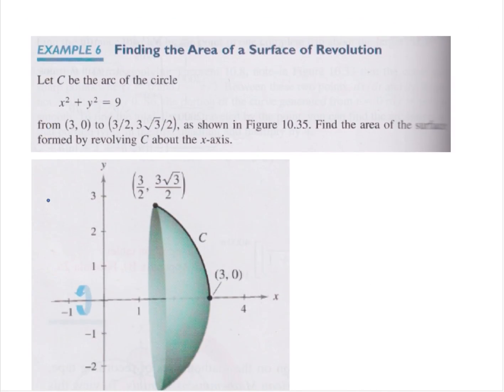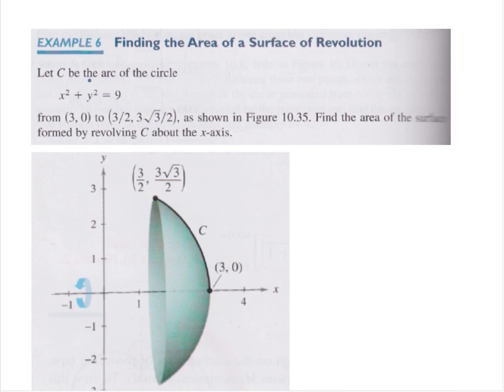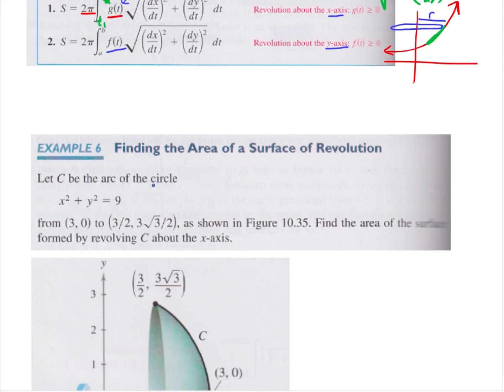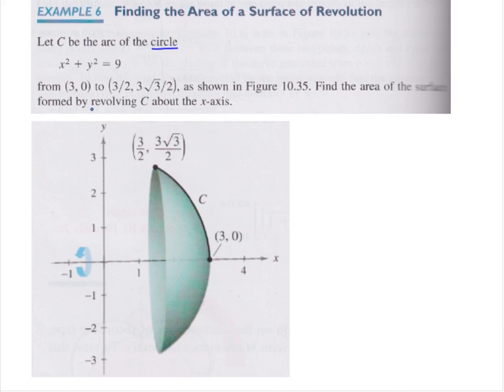All right, so let's do an example. Let's say we've got the curve x squared plus y squared equals 9. That's a simple circle. Oh, I guess they already called it a circle. Cool. So we've got a very simple circle with radius of 3. They want us to investigate this arc that they've labeled in black here. They say it goes from (3, 0) to (3/2, 3√3/2). They want us to find the area of the surface by revolving that around the x-axis. So that's going to be our r is the y.